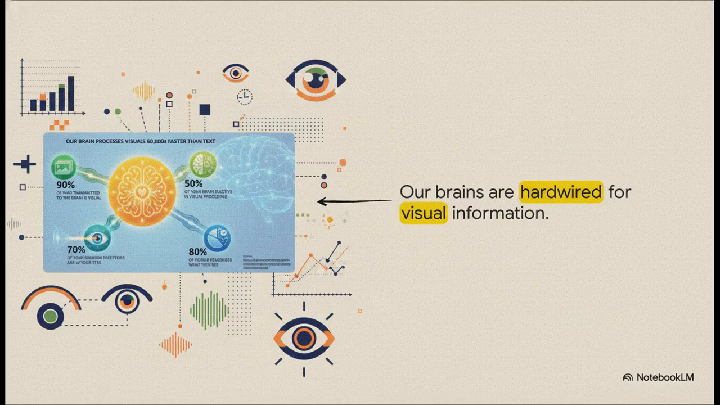And here's the why behind that absolutely wild number. Get this, a whopping 90% of all the information that gets sent to our brain is visual. And what's even crazier is that a full 50%, half of your brain's resources, are dedicated to visual processing. We're not just good at seeing, we are fundamentally visual creatures.